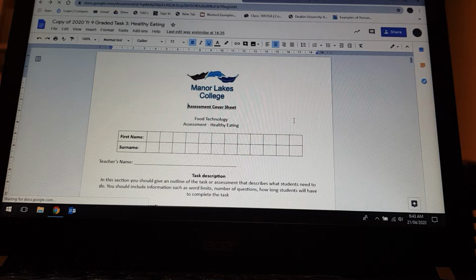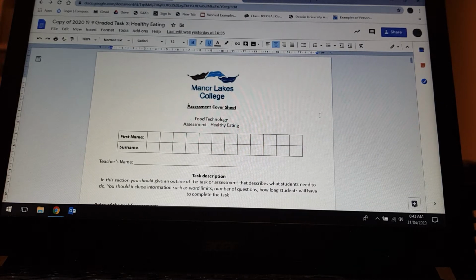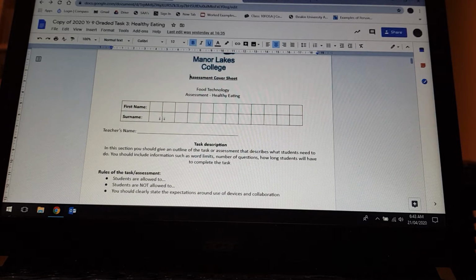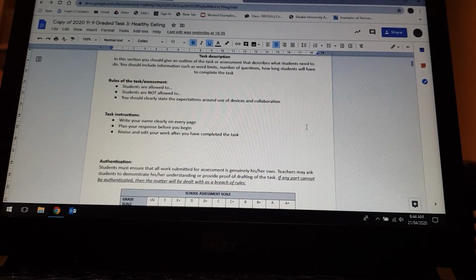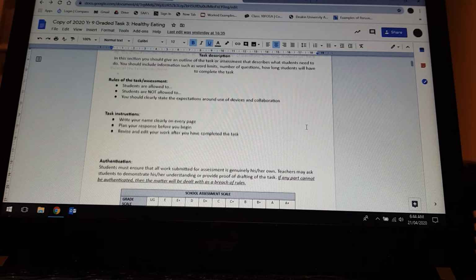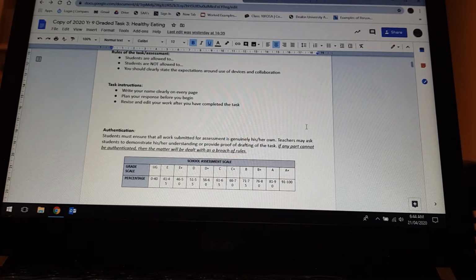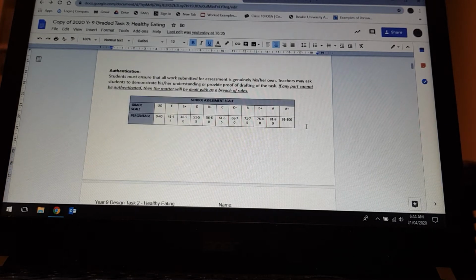You'll see a cover sheet, which is standard for all assessments at Manor Lakes College. You need to put your name, surname, teacher's name, and if you can fit it in there, what class you're in. It has a task description, rules of the assessment, task instruction, and then authentication. So you need to make sure that this is your work and not somebody else's. Then we have the school assessment scale.